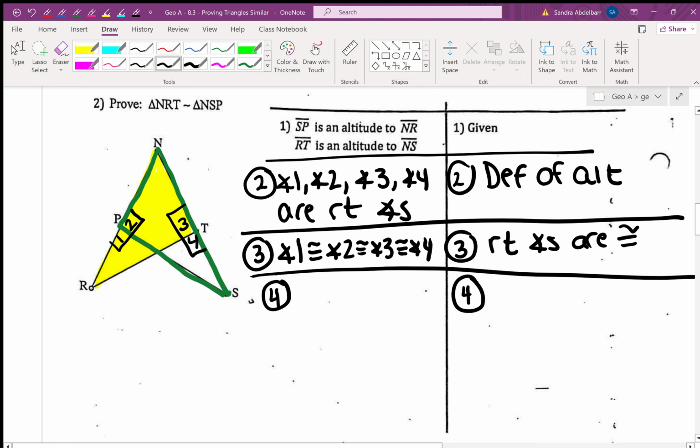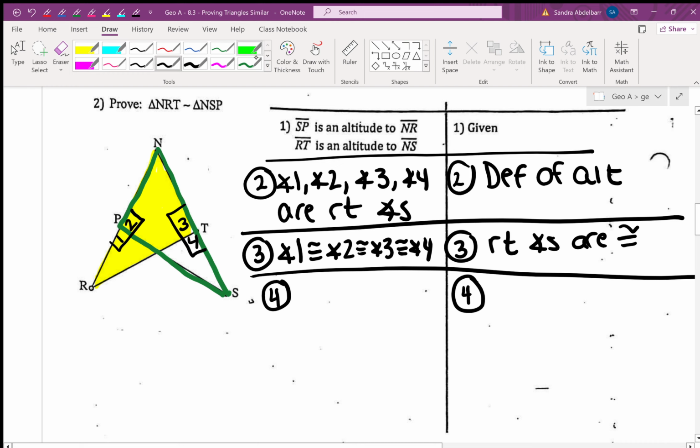Okay, so now if you look at the two triangles, the yellow triangle has main vertex angle 3, that's a right angle. The green triangle has main vertex angle 2 as a right angle. That counts as only one pair of angles. Angles 1 and 4 do not help us at all. So I only have one pair of angles. Does anybody see another angle?